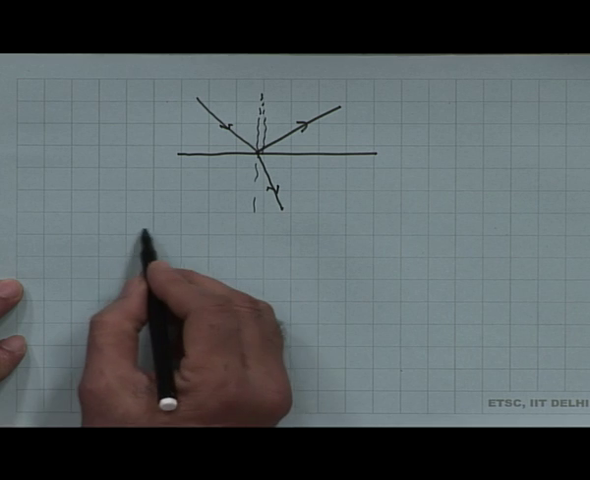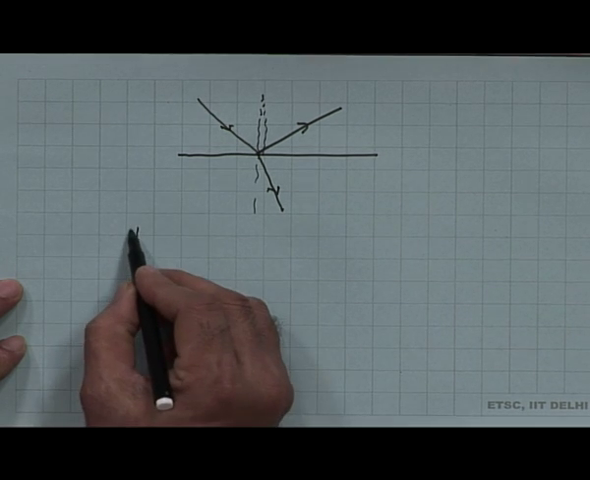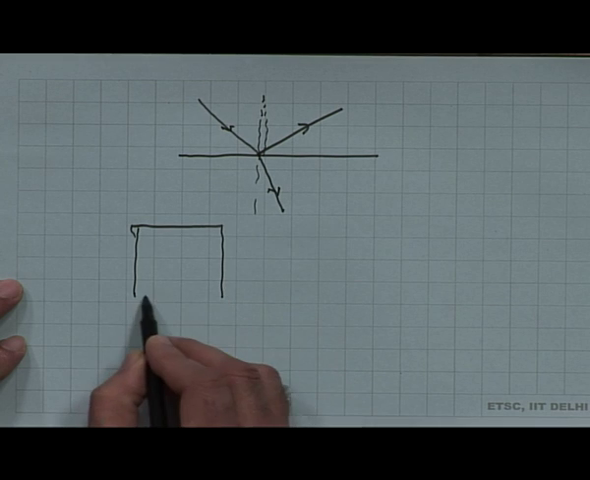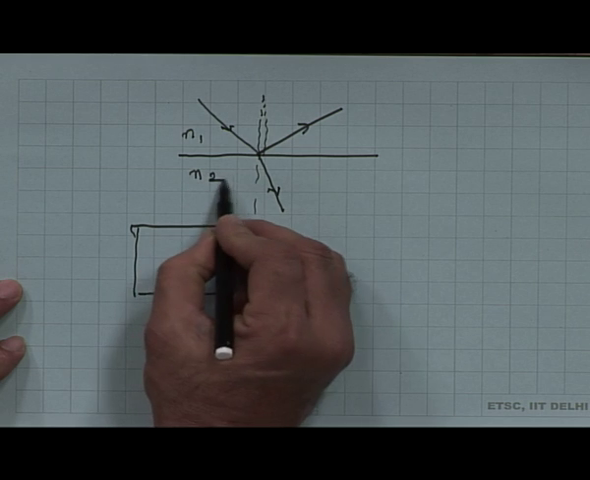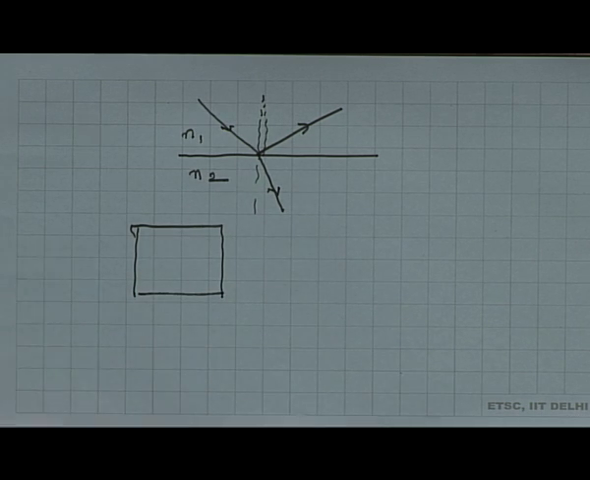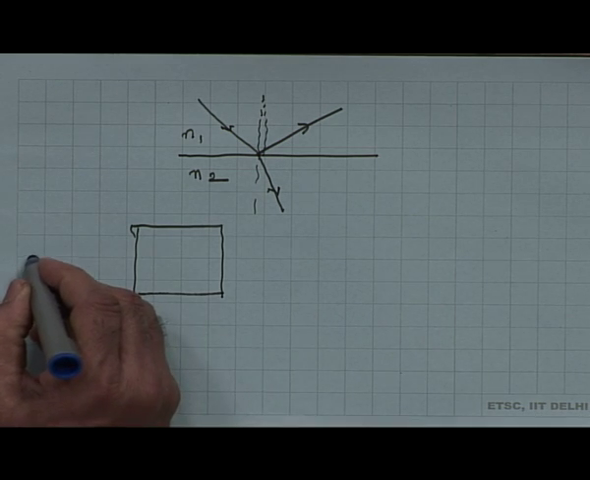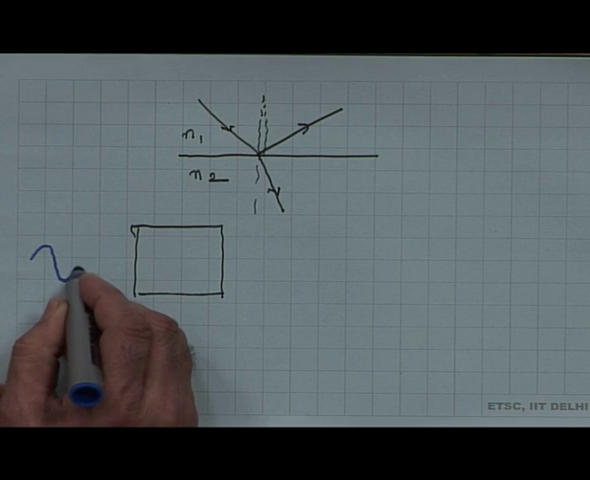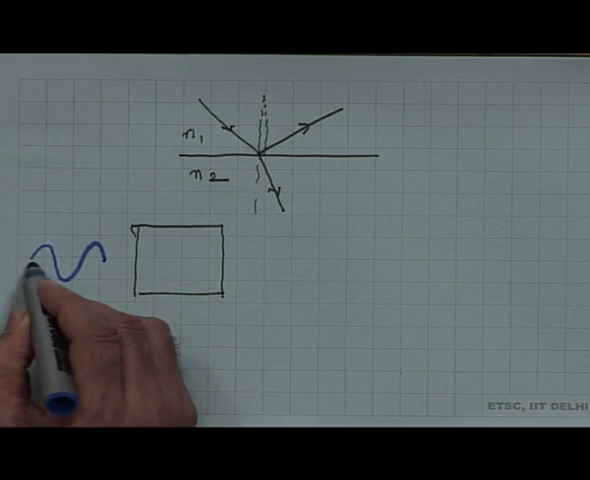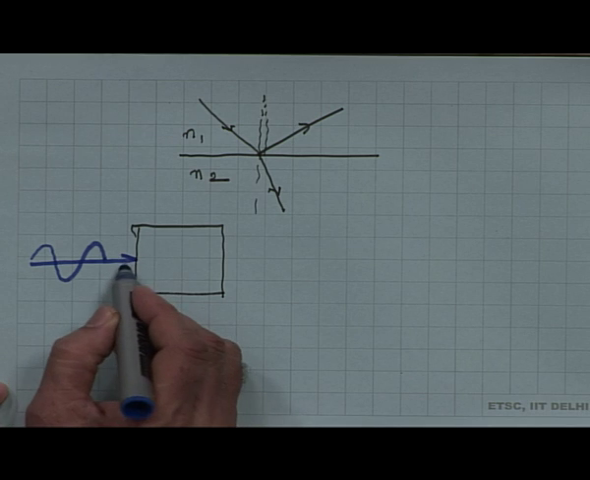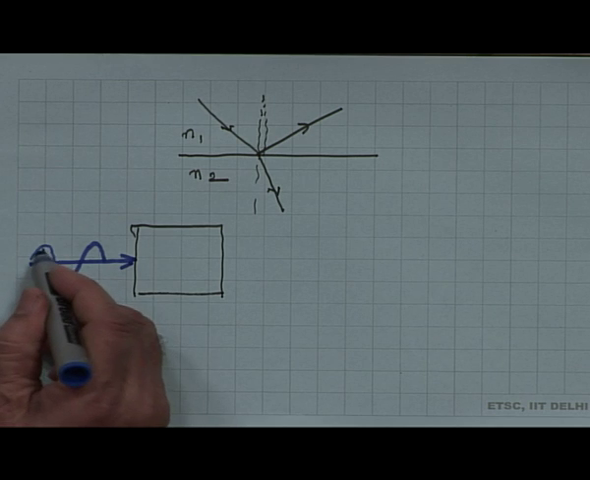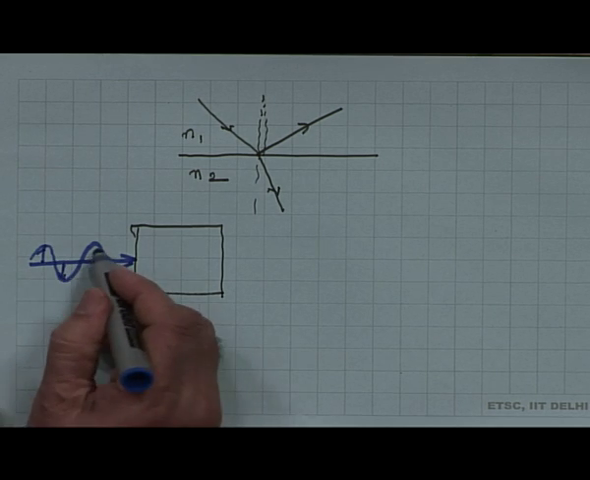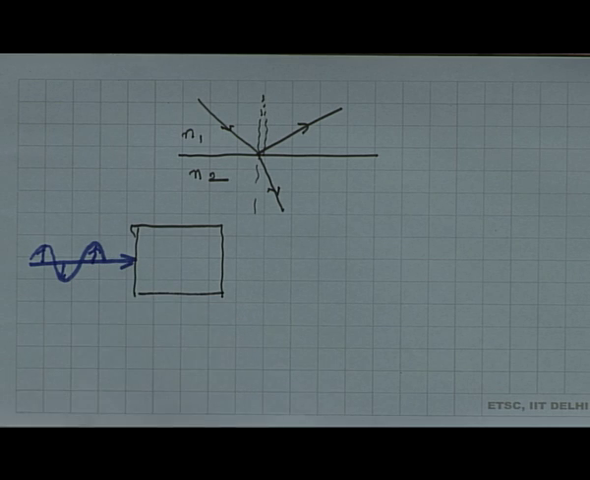When light is incident on any material or propagating in any medium, this is medium n1 and this is medium n2. Light is an electromagnetic wave, therefore it comprises an electric field varying like this. Assume that light is incident on a medium here. The electric field is positive here and negative here.